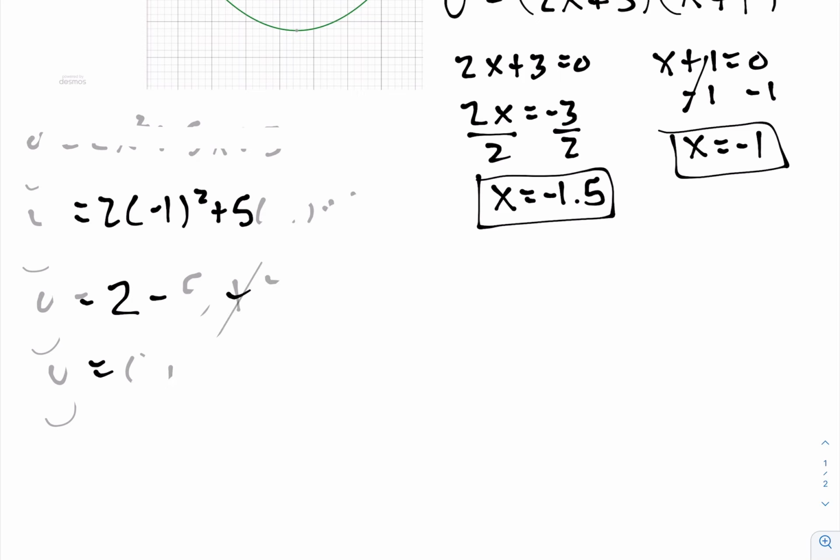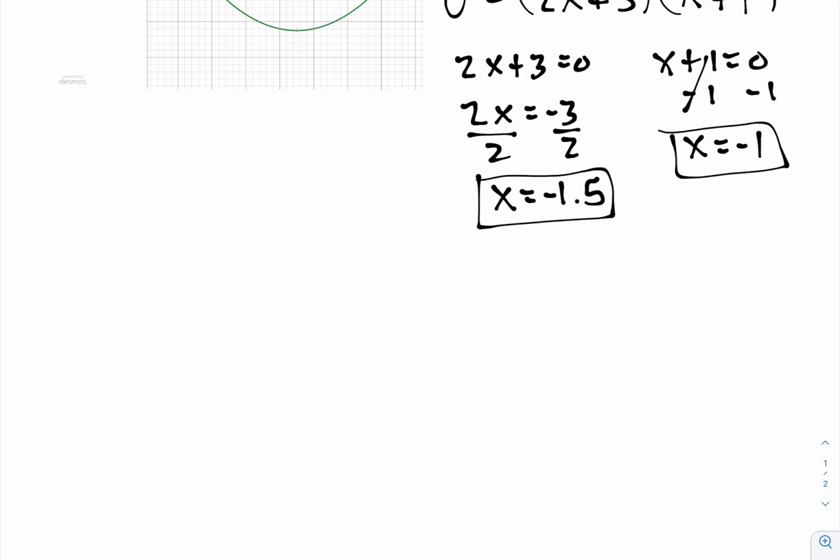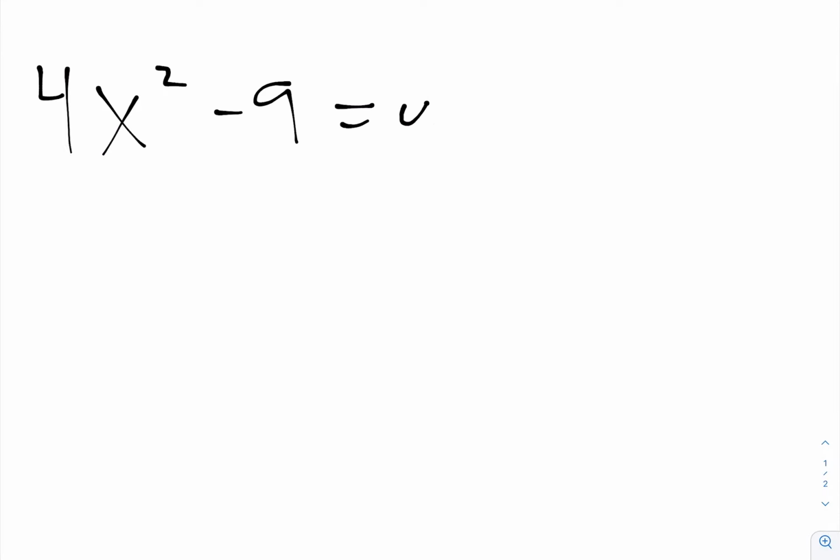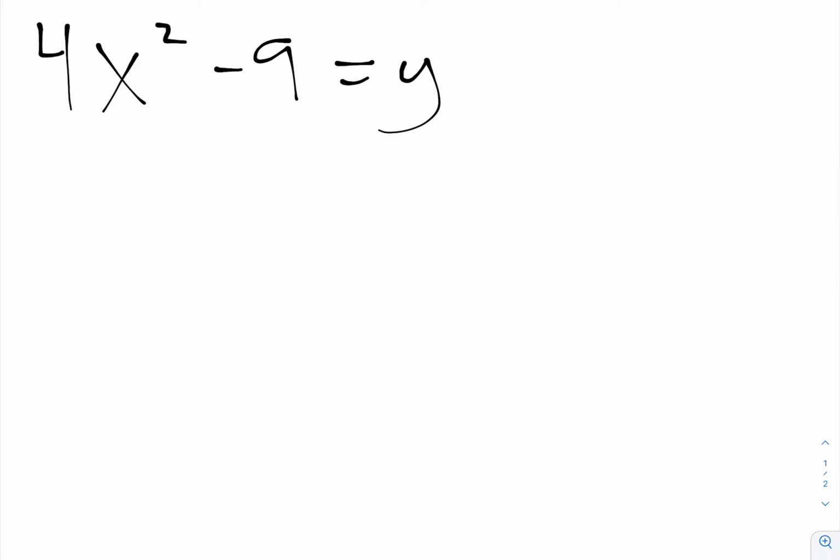Let's see if we can do it a different way here. Let's try, how about one that looks like we got 4x squared minus 9 equals y. So that's our function. How could we find the x-intercepts of this one? Well, there's a couple ways we could do it. One way we could do it is we know that y is going to be 0. Anytime we're trying to solve the quadratic equation, we say that y is 0, so 4x squared minus 9 is 0.